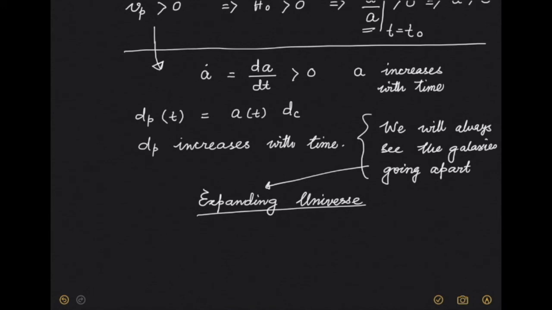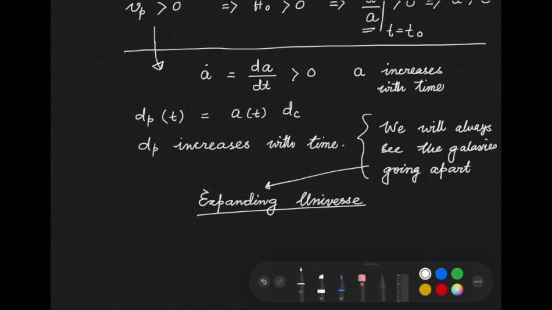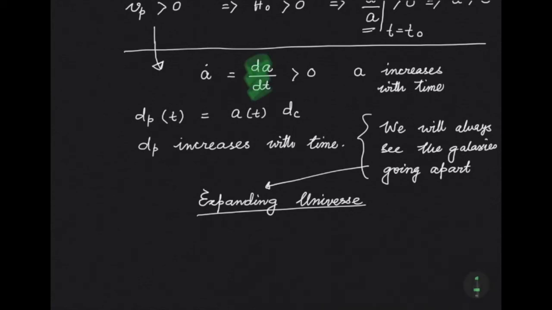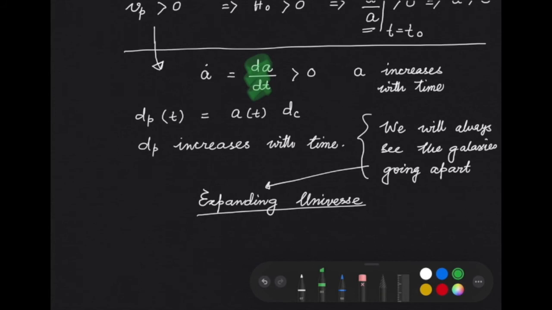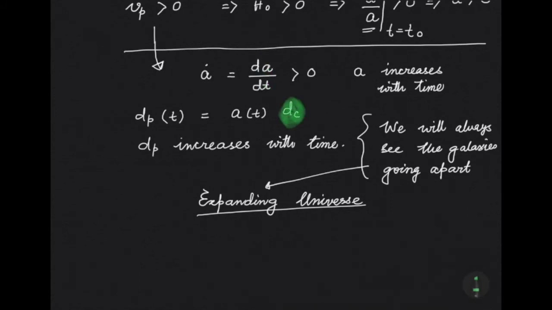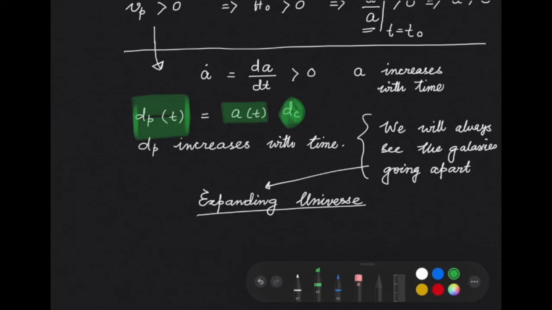And when I say they are going apart, it also means that their co-moving distance is not changing. The co-moving distance, with our definition, always remains the same. What is making the nearby galaxies go apart is the scale factor. And when I say they are going apart, I mean that their proper distance to us is increasing.